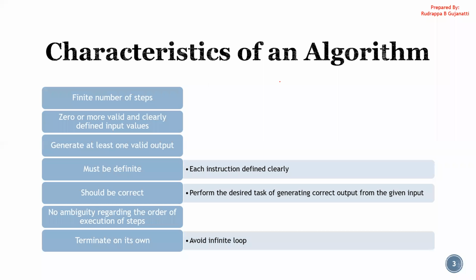So these are a few of the characteristics of the algorithm which we have to look for. It should have a finite number of steps. It should have zero or more inputs. It should have a correct output. All the instructions should be defined clearly, that is, it must be definite. Then, there should be no ambiguity in the order in which the steps execute, and the algorithm should terminate at the end. That is, it should not fall within an infinite loop. So these are the characteristics of an algorithm.